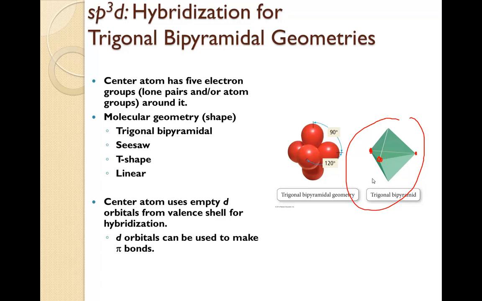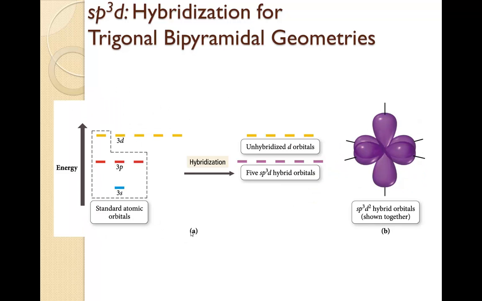The center atom uses d orbitals from the valence shell for hybridization. The d orbitals can be used to make pi bonds as well. So we have an atom here that has one 3s orbital, 3 3p orbitals, and one 3d. So 1, 2, 3, 4, 5 orbitals are coming together to create 5 hybrid orbitals. And those are going to be our 5 sigma bonds. So we have 5 things coming off of it.